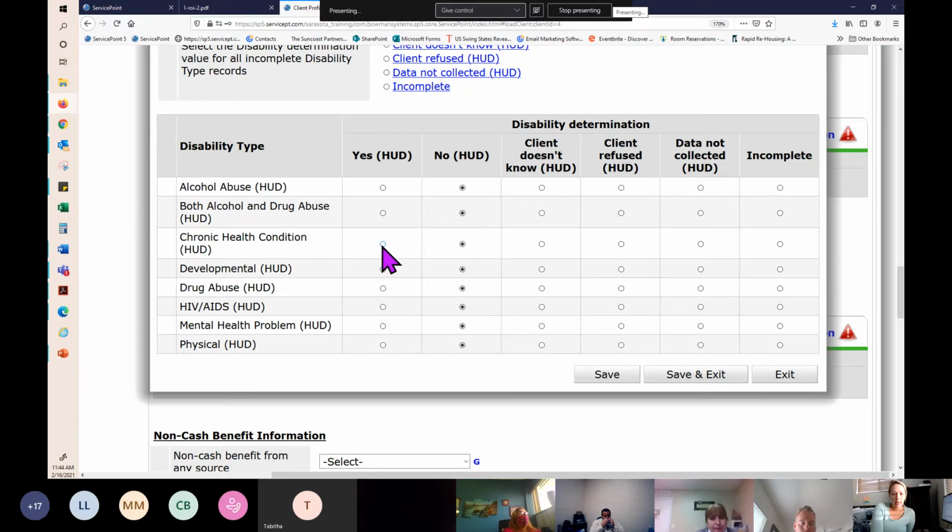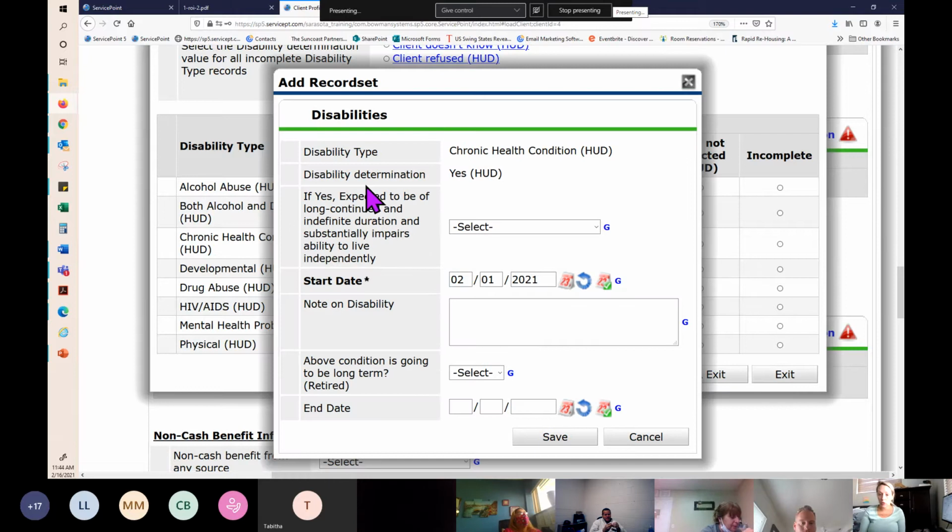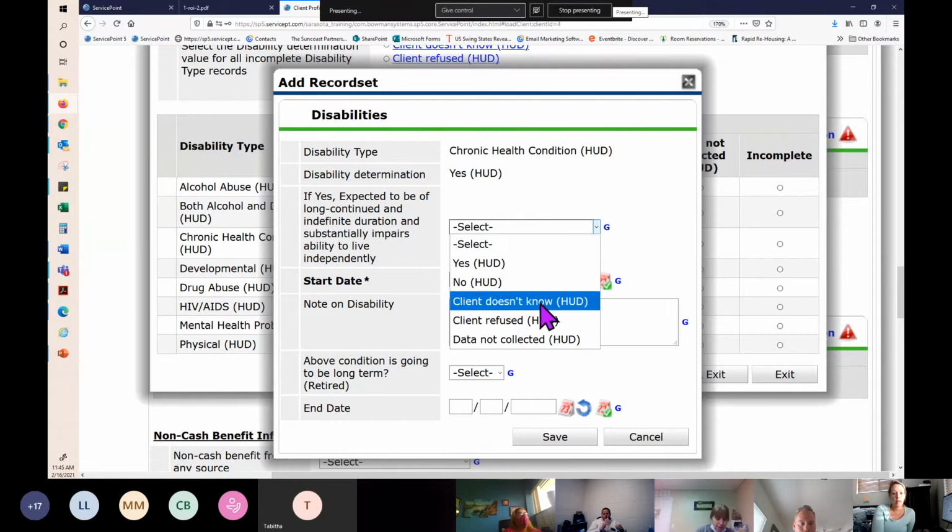Brandon identifies as having a chronic health condition. From here, this is going to populate the question, if yes, is this expected to be long continued, indefinite duration, and substantially impairs the ability to live independently. This is where we're going to say yes or no. It's how the client self-attests. We can say no.